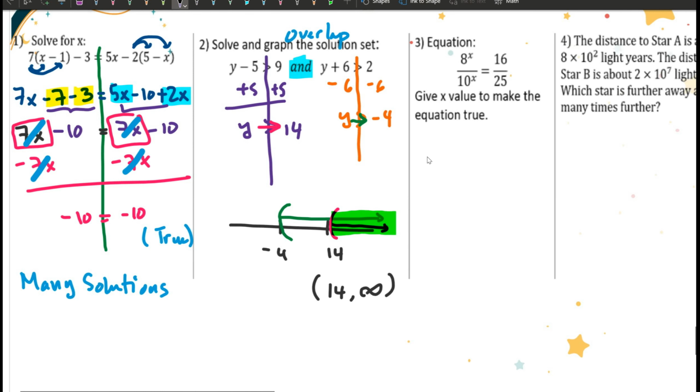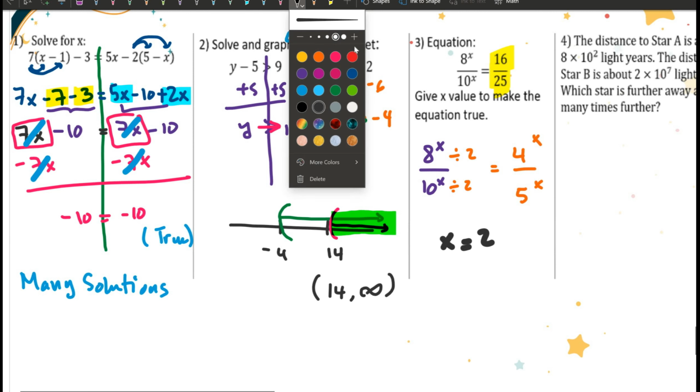Alright, number 3. 8 to the x power over 10 to the x power. So we can reduce our fraction. Reduce it by 2. That will give you 4 to the x power over 5 to the x power. So our goal is to get 16 over 25. What is the x supposed to be so that you're going to have 16 over 25? The answer is x equal to 2.